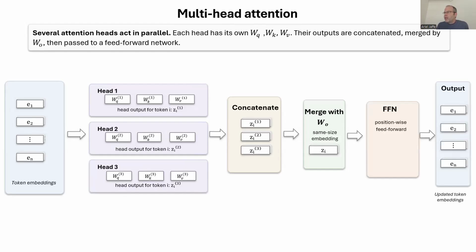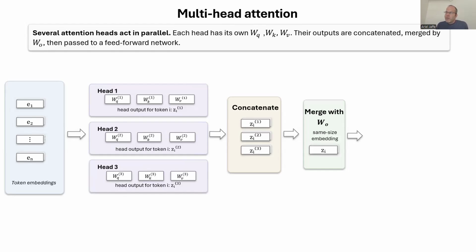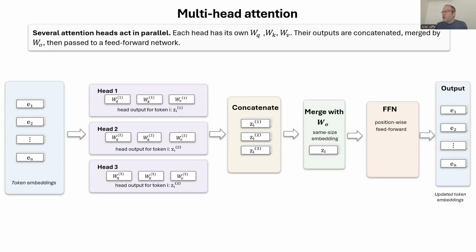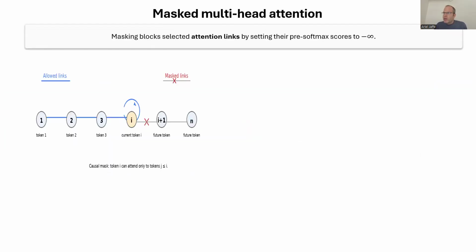Eventually, after the merging, we have the same dimensionality as the input. So we have a new representation for each token. And this, as we said before, we use as input to a feed-forward network. So we have a non-linearity applied to the new embedding, and this produces an output. And all this process is called a multi-head attention. And this is one of the building blocks of the transformer network.